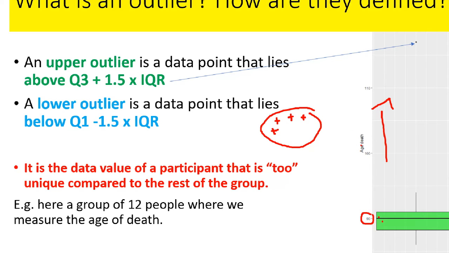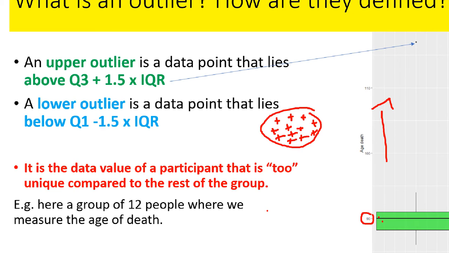So that's the y-axis representing age at death. We represent the distribution of age at death of these 12 people, okay? I have 12 people and have registered their age at death, the age at which they died, okay?